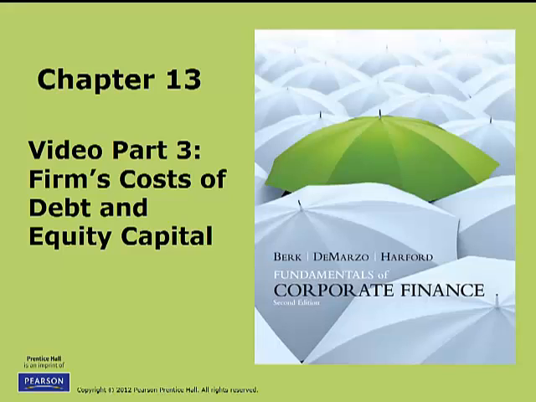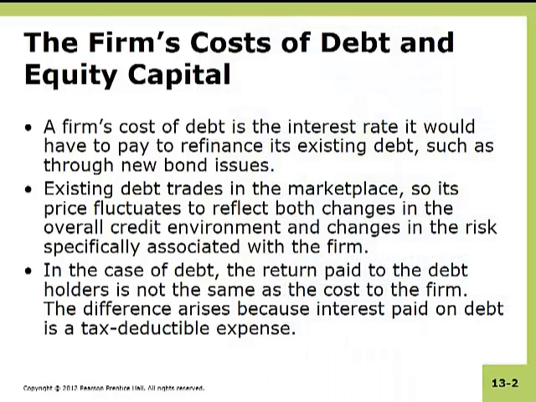In this video, part 3, we're going to calculate the cost of debt, the cost of preferred stock, and the cost of equity capital. So let's look at this overall. The firm's cost of debt is the interest rate it would have to pay to refinance its existing debt through a new bond issue. So it's a forward-looking cost of debt. It doesn't matter what your debt cost last year. It just depends on how much you would have to pay to refinance your existing debt or issue a new bond issue.